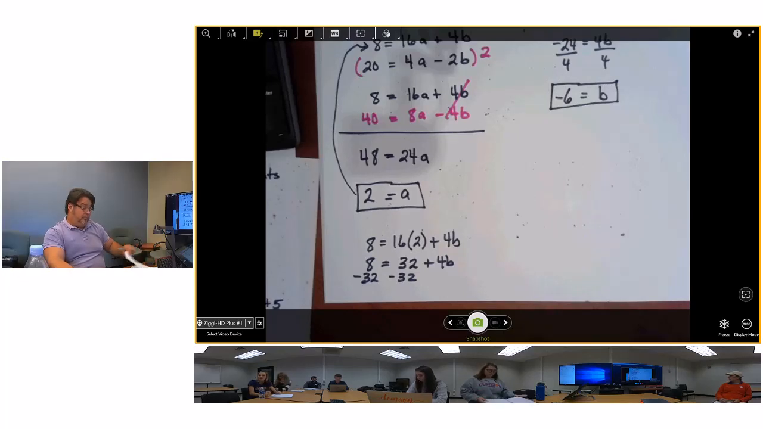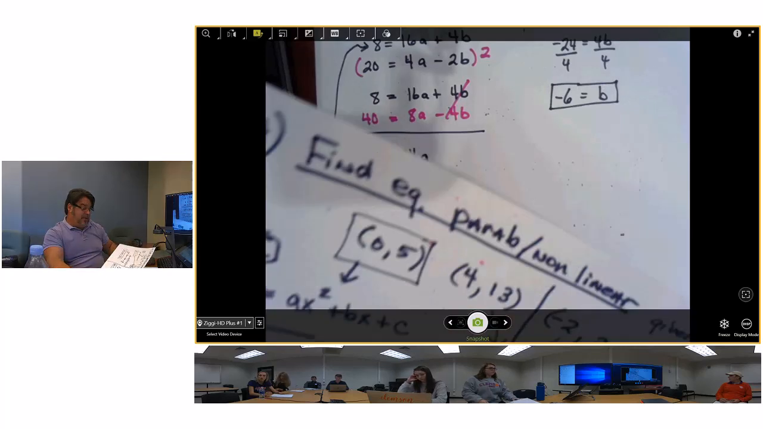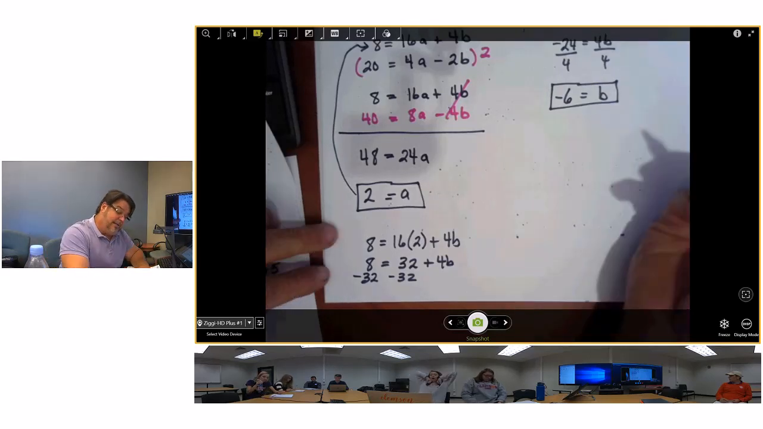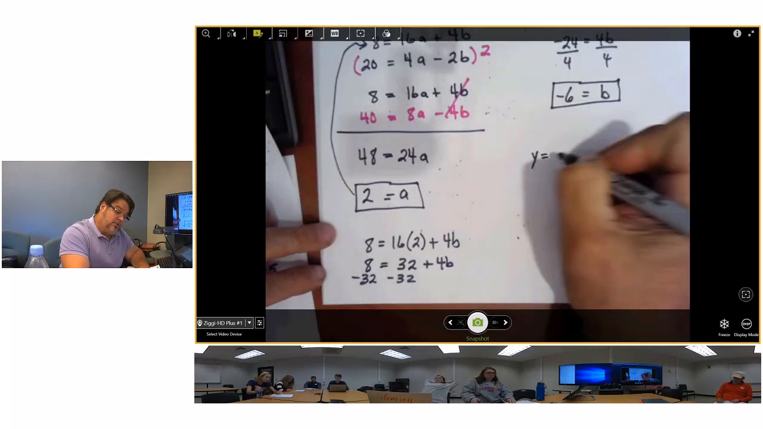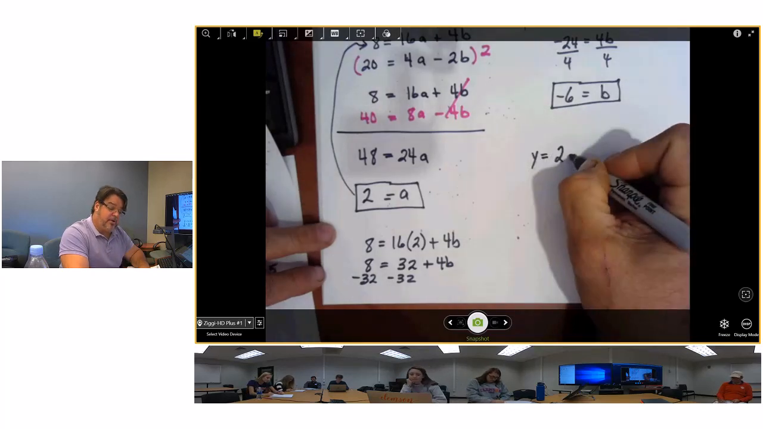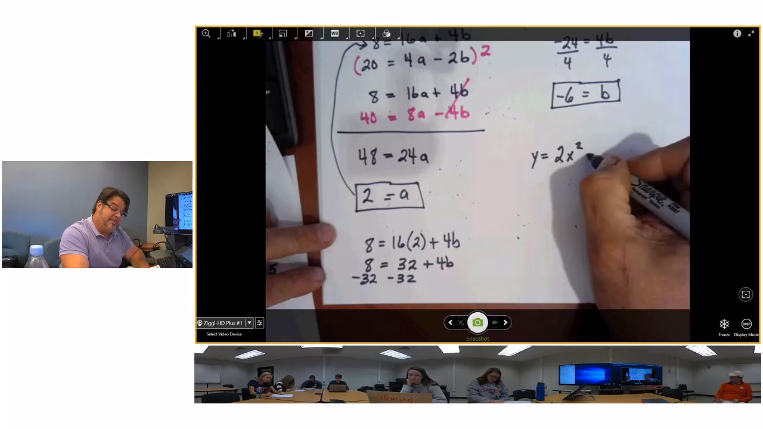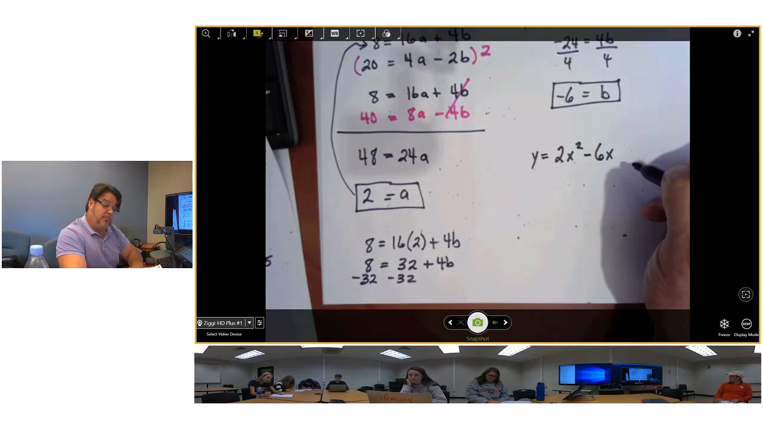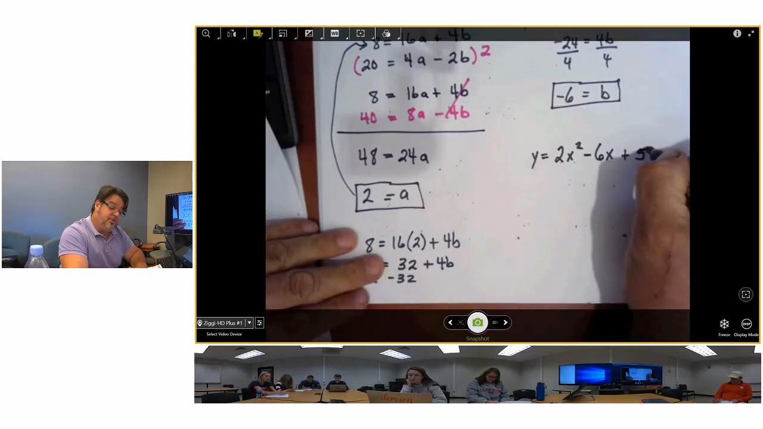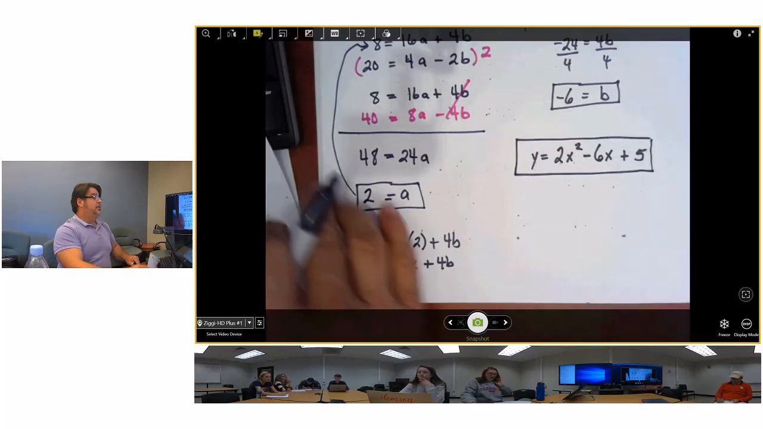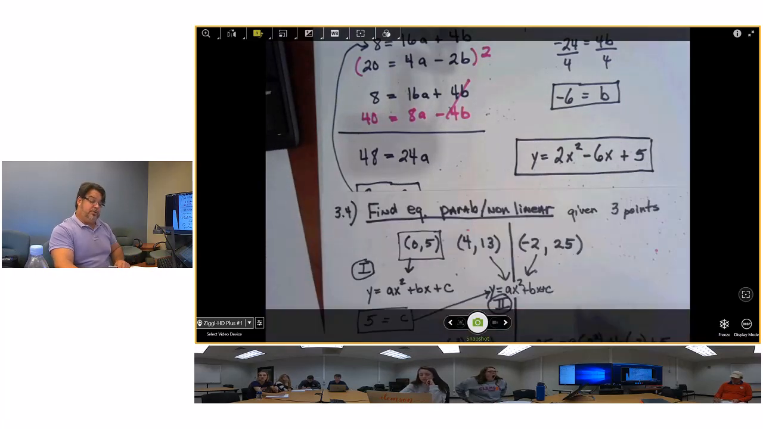All right, now I want you to take A, B, and C and plug it into the quadratic equation. Y is equal to 2x squared minus 6x plus 5. And you have just found the equation of the parabola that goes through these 3 points.